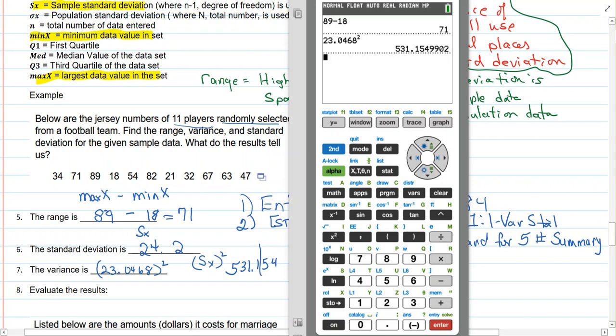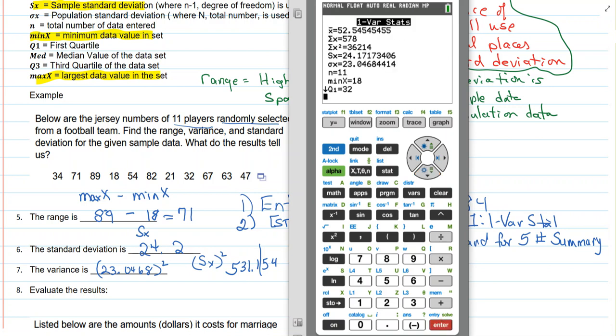Do I have that transposed? Let me look. I might have. Let me do that. It is 2, 4, 6, 8. I sure did. I did have it correct.